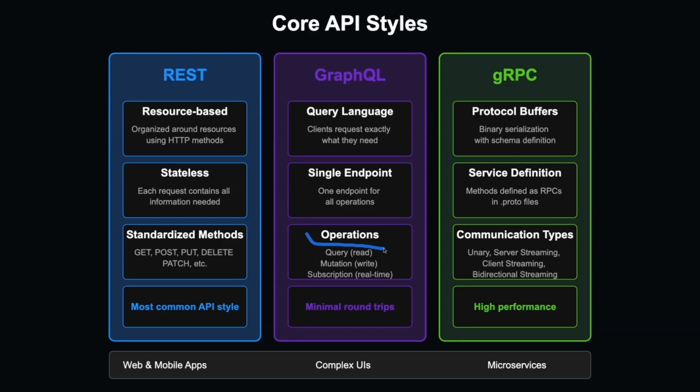And the operations here are called query whenever we are retrieving data, or mutation whenever we are updating data. So this is the equivalent of PUT or PATCH or POST in the RESTful APIs. And there is also a subscription operation, which is for real-time communication. The advantage of GraphQL APIs is that it allows us to have minimal round trips.